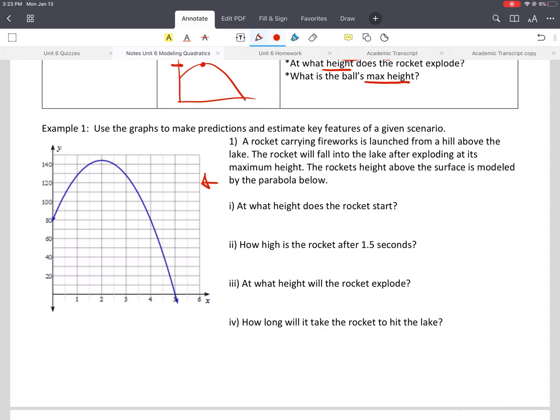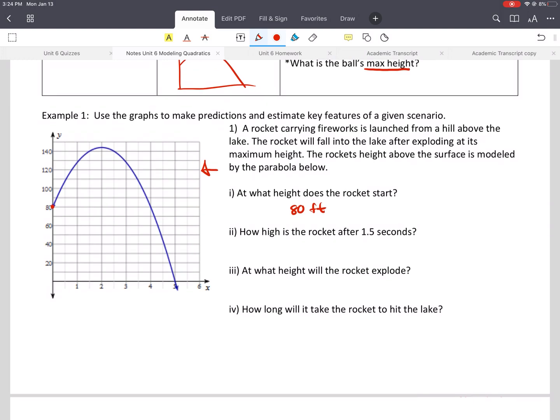Okay, so looking at this graph, at what height does the rocket start? I would look over here and maybe estimate 80. What they're asking for is values, so we're not going to write down ordered pairs like (x, y). I mean, the ordered pair for that would be (0, 80), but they're just asking for the height when it starts. Number 2 says, how high is the rocket after 1.5 seconds? So we'd go to 1.5, come up, and make an estimate. So probably 140 feet.